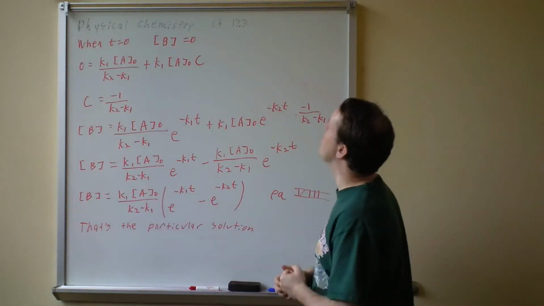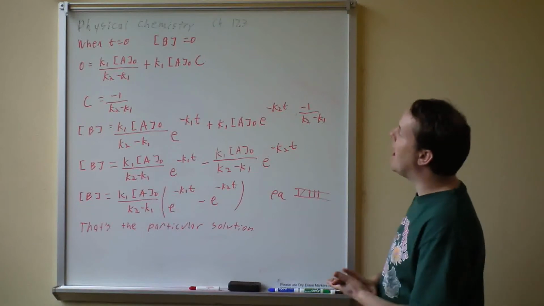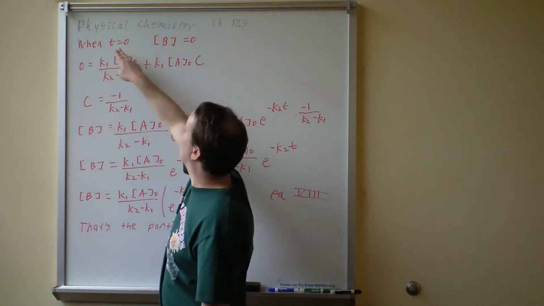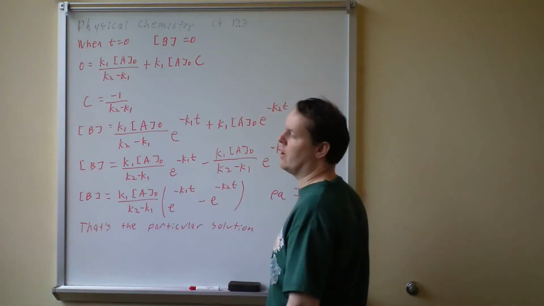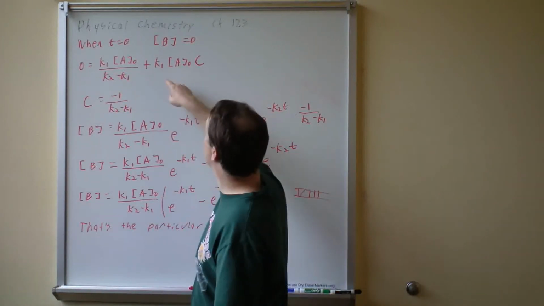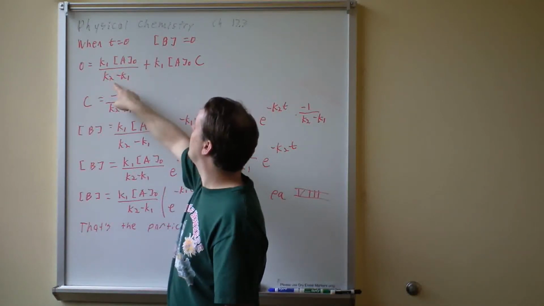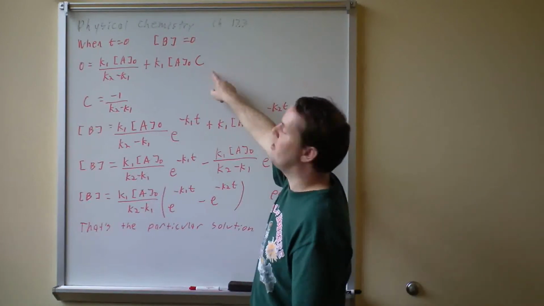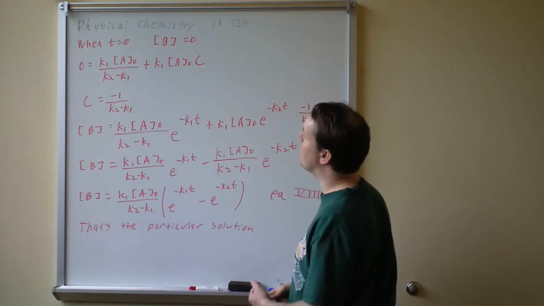Continuing on physical chemistry, chapter 17, section 3, we're still talking about two consecutive reactions, substance A going to B and then substance B going to C. So remember what we said before, at time equals 0, we're going to have the concentration of B equal to 0, because we're going to just start out with only the original reactant, A. So we'll just set that equation for B equal to 0. So we get 0 equals K1 times A naught over (K2 minus K1) plus K1 times A naught times C. And this is integration constant C. This isn't substance C. We're only talking about A and B for now.